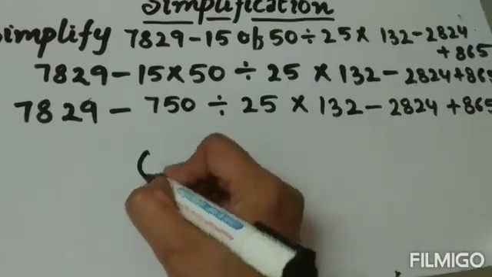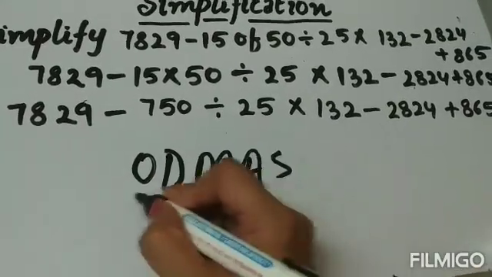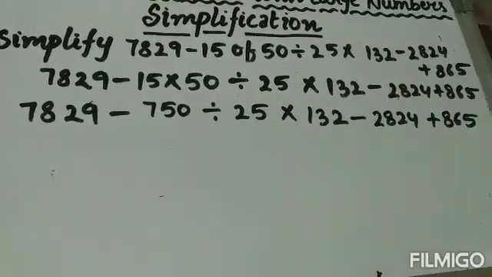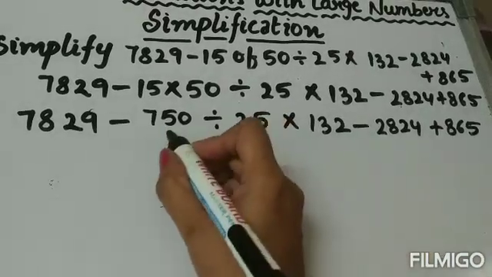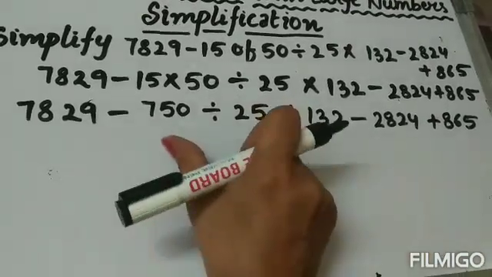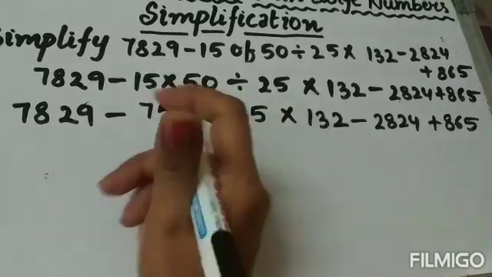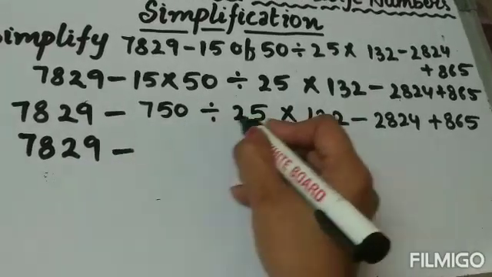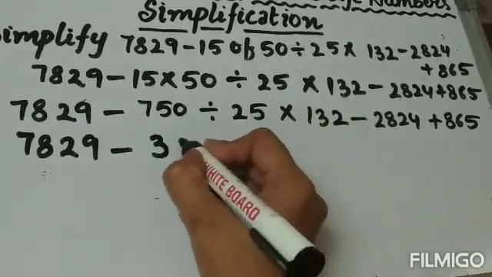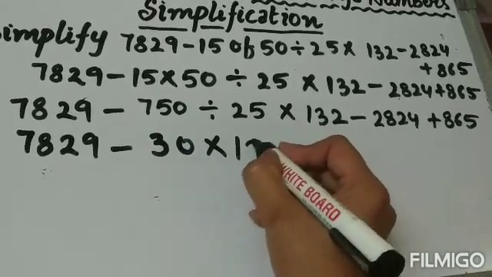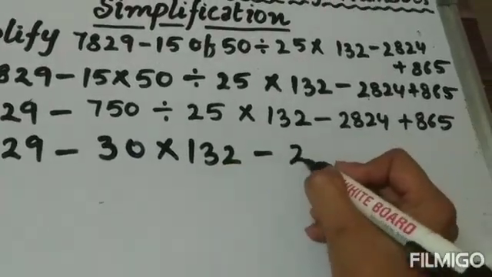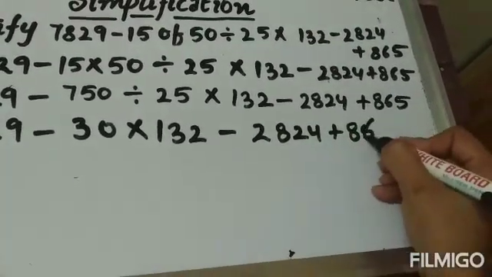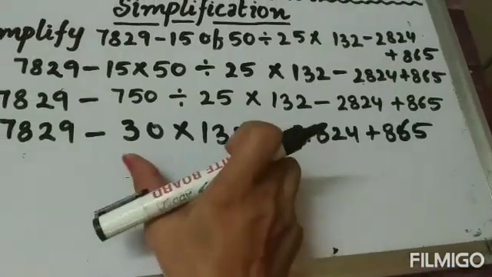Now the second step is ODMAS. O is over. Now we have to do division. We have to solve this 750 divided by 25 in the second step. So this will remain the same, 7829 minus 750 divided by 25. So this will be 30 multiplied by 132 minus 2824 plus 865. Same. The rest will be the same, only we have to solve this portion.